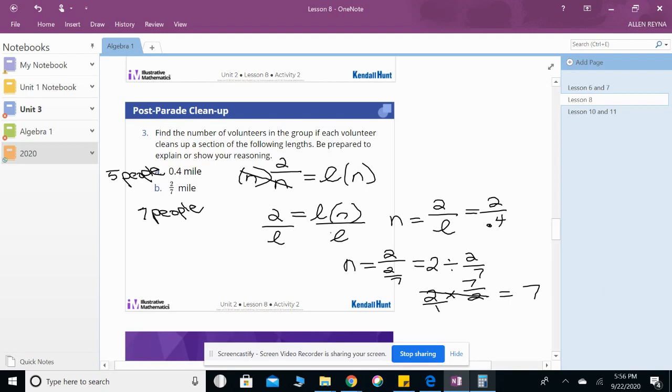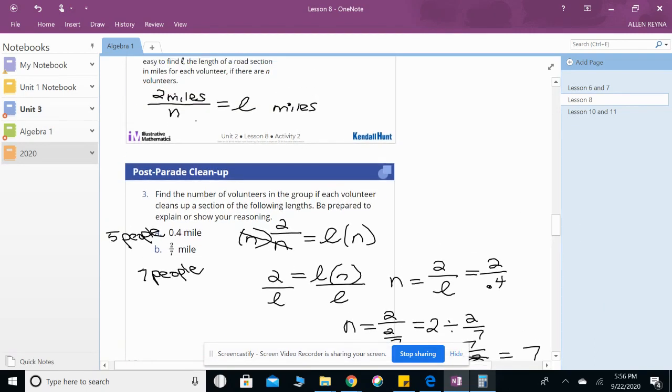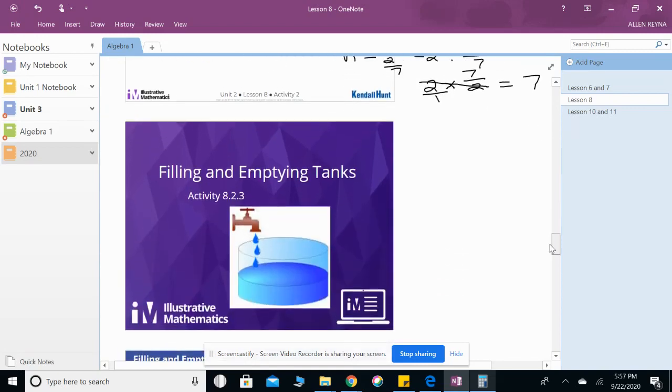So you could have used the original equation that we had up top and then had to solve for n each time, or you could have just solved for n once and then used it as an easier equation. They're equivalent equations, so either one would work.